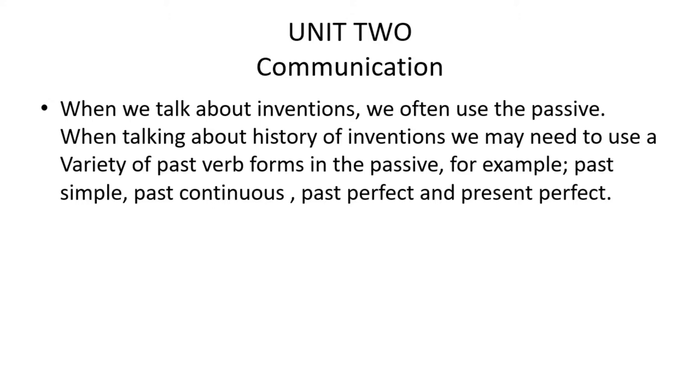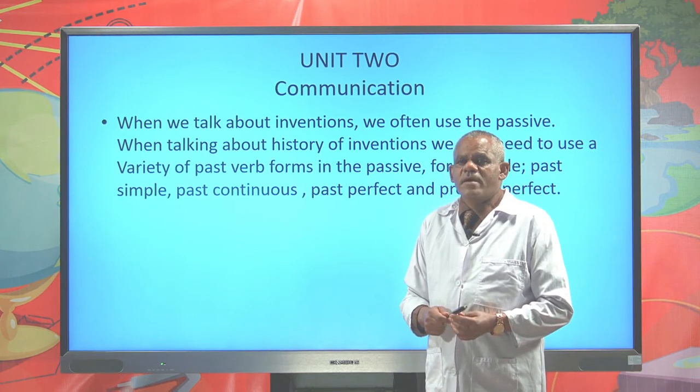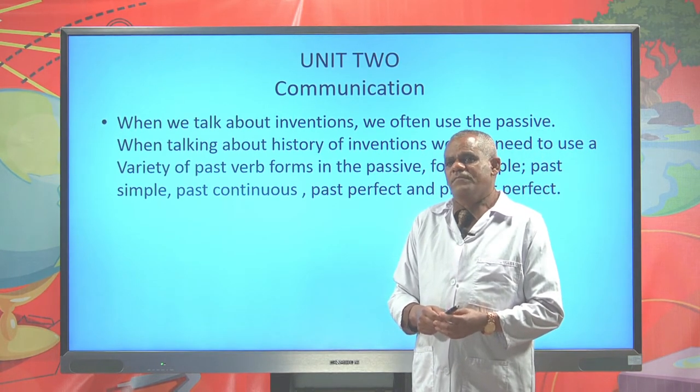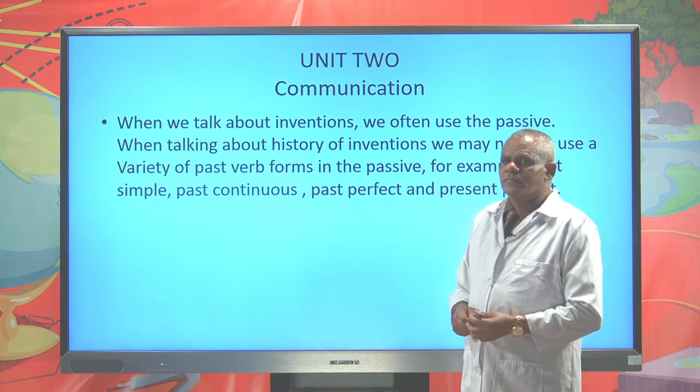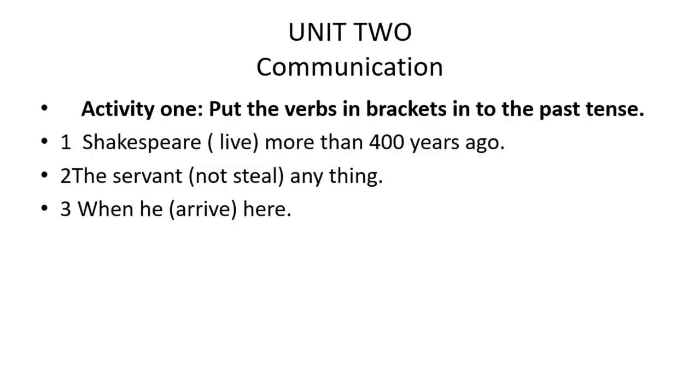You simply read it. When you talk about inventions, we often use the passive. When talking about the history of inventions, we may need to use a variety of past verb forms in the passive. For example, past simple, past continuous tense, past perfect tense, and also present perfect tense are possible ways of expressing or narrating about the past. Good. Let's do this activity.